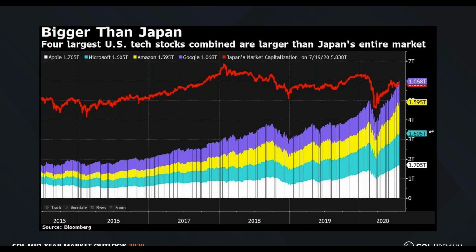So you can see very clearly that it is the technology issues, what today they call the new normal, the FANG, which everybody is using, that is now almost at par with the entire Japanese market.